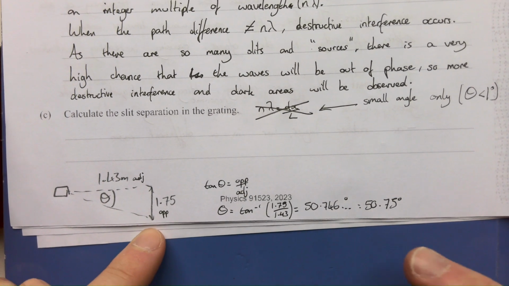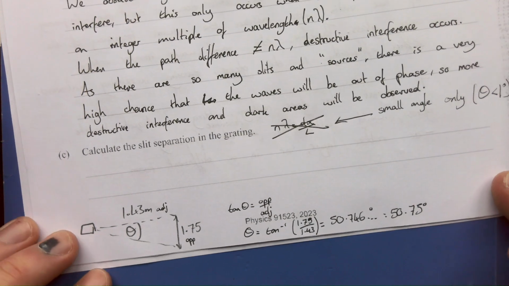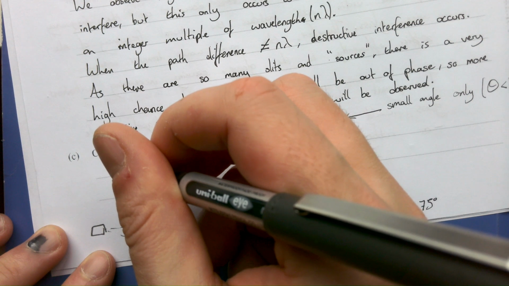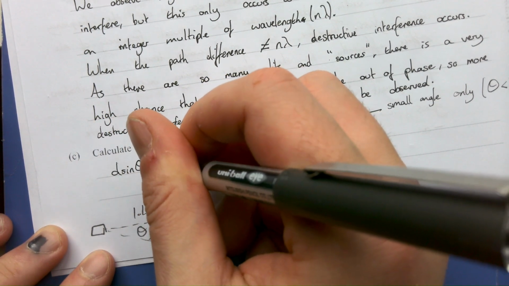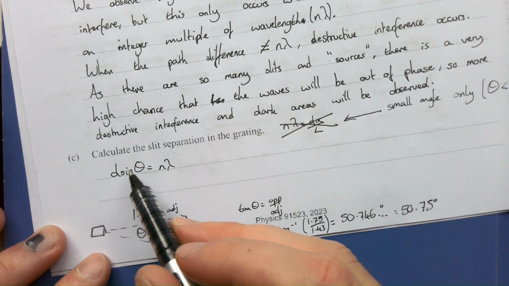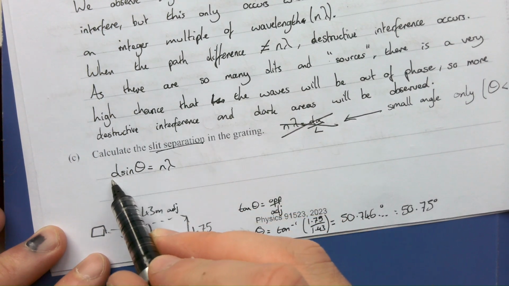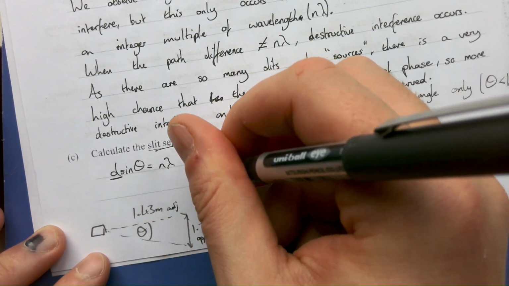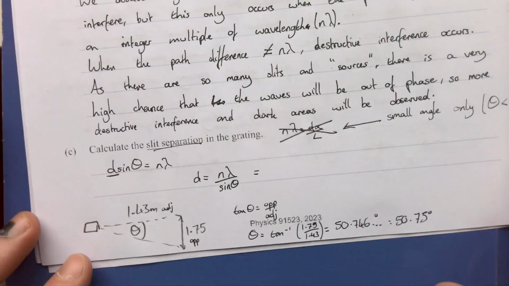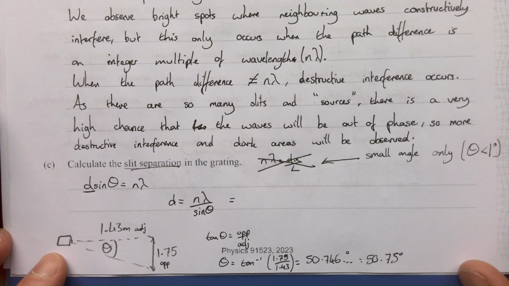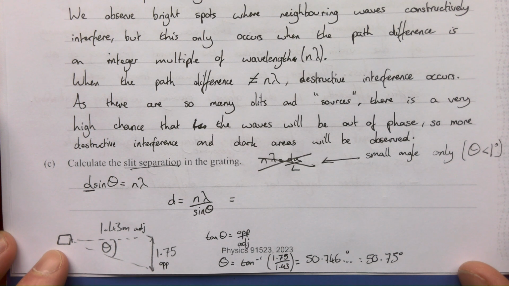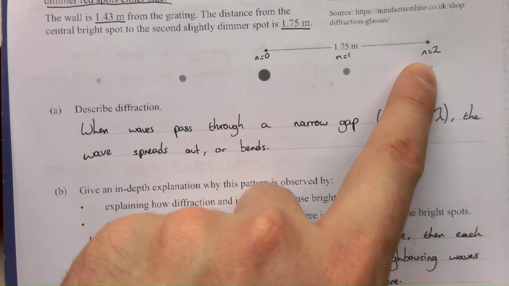So we have to use SOHCAHTOA to work out our angle. Then we can go and use d sine theta is equal to n lambda. Now if we want to work out the slit separation, that's our value of d. And so d is equal to n lambda over sine theta, where n is going to be 2 because we're talking about the second maximum.